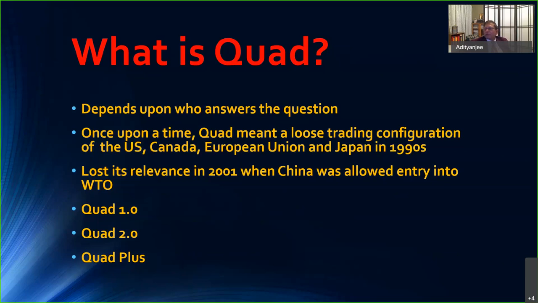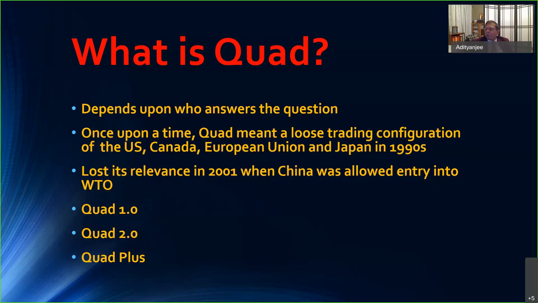It depends upon who answers this question. There was a time when Quad meant a loose trading bloc of four entities, basically the United States, Canada, European Union, and Japan. That was in the 1990s. However, that Quad lost its relevance in 2001 when China was allowed to join the WTO. Because everyone then had to trade under the rules of the WTO, the old Quad dissipated.